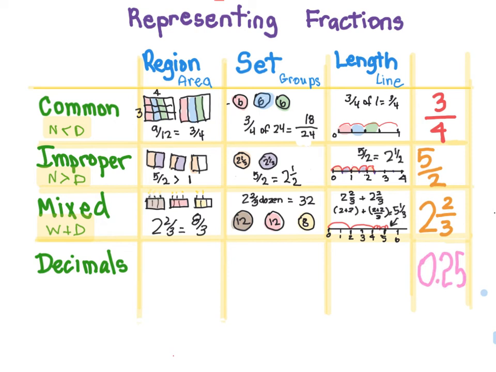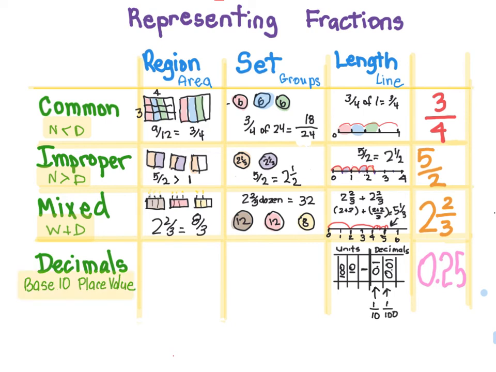Decimal fractions are similar to other fractions because they show parts of a whole. But they are different because decimal fractions are linked to the base 10 place value system. In a decimal fraction, the denominator is determined by place. In the decimal fraction 25 hundredths, we can see there is a 2 in the tenths place and a 5 in the hundredths place for 2 tenths plus 5 hundredths.